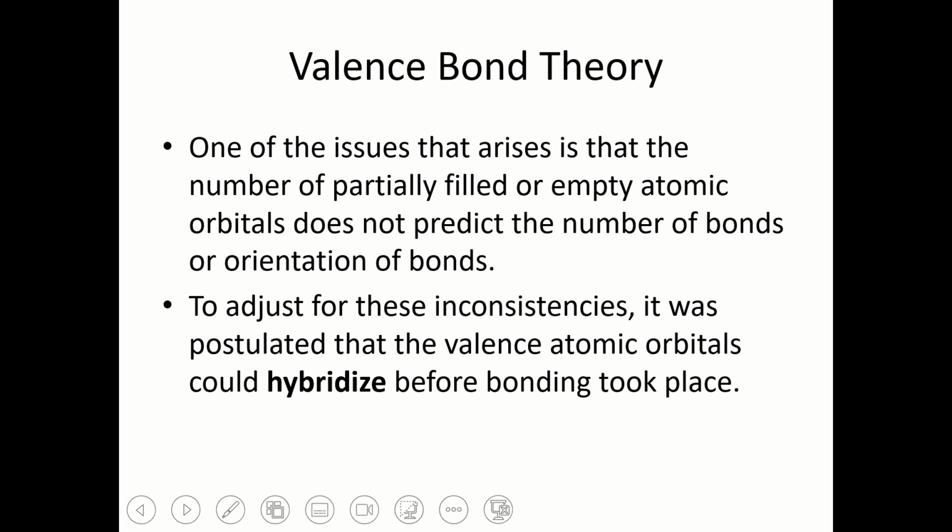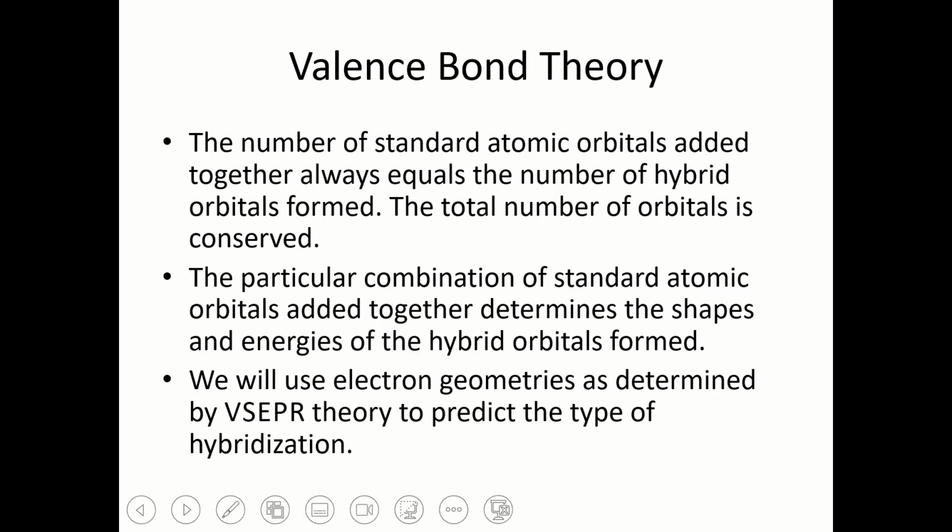So the issue is that if we use those orbitals that we learned from Gen Chem 1, it doesn't always predict the correct number of bonds or the orientation of those bonds. And so we have to create what we call hybridized orbitals between these atomic orbitals. Now, when you're creating your hybridized orbitals, the total number of hybridized orbitals must equal the original number of atomic orbitals that you started with.